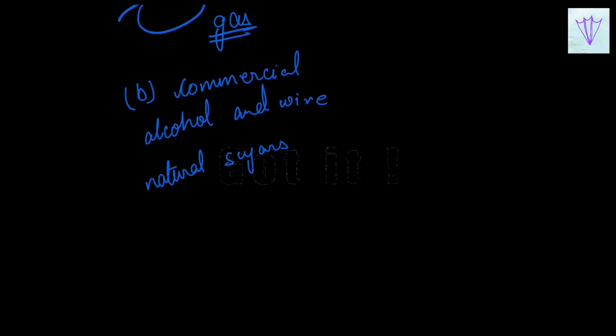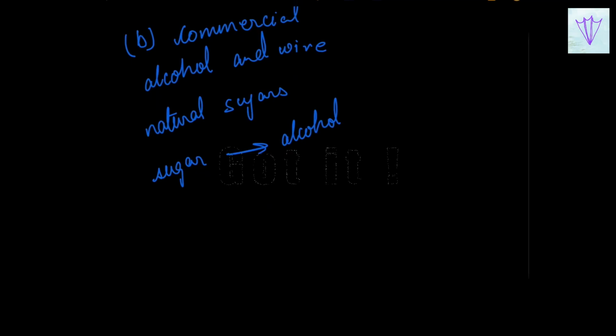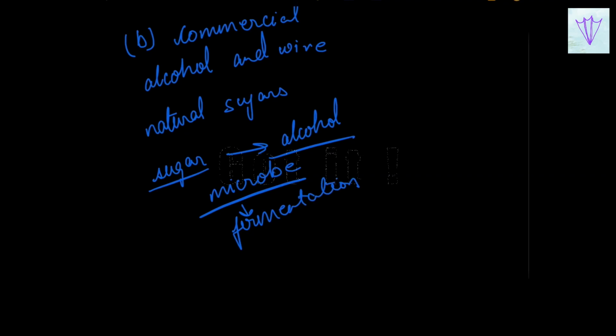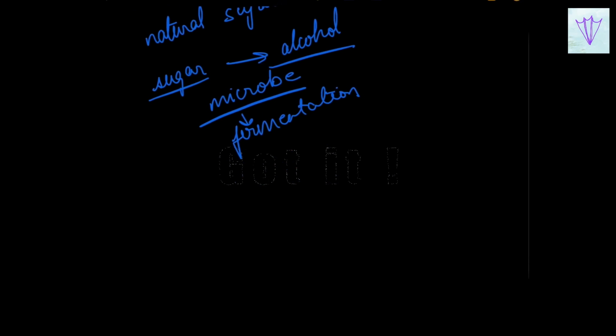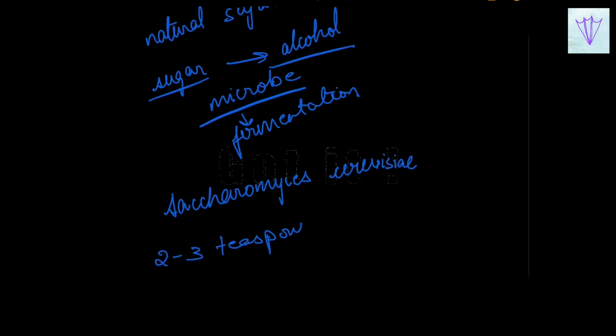The process of anaerobic conversion of sugar into alcohol in the presence of microorganisms like yeast is called fermentation. The common species of yeast which is used for the process of fermentation is Saccharomyces cerevisiae.